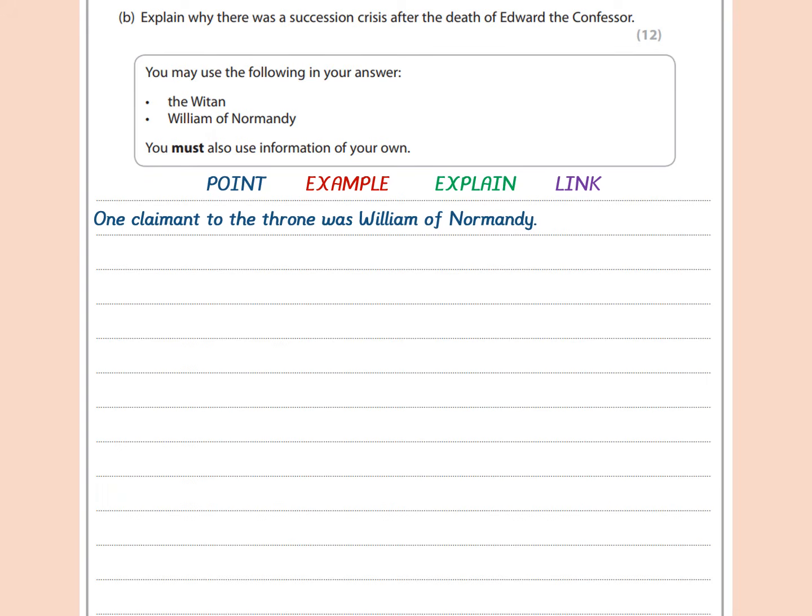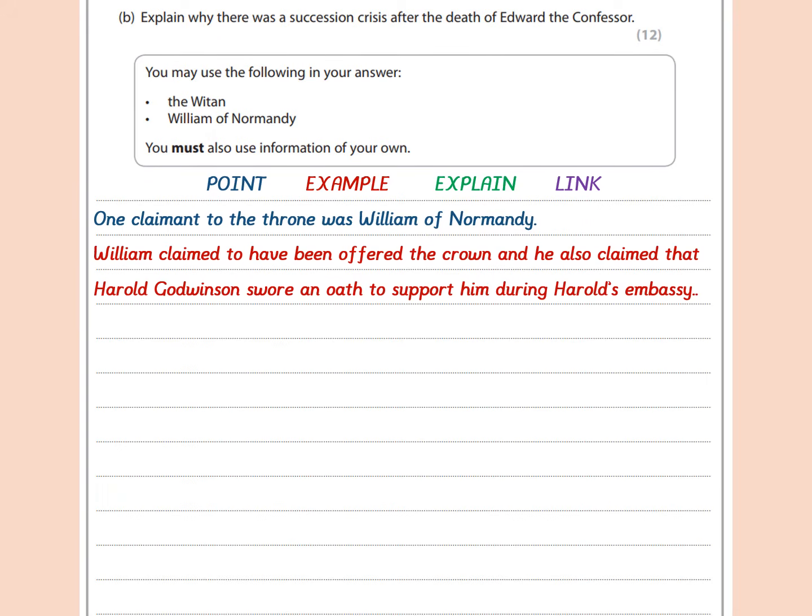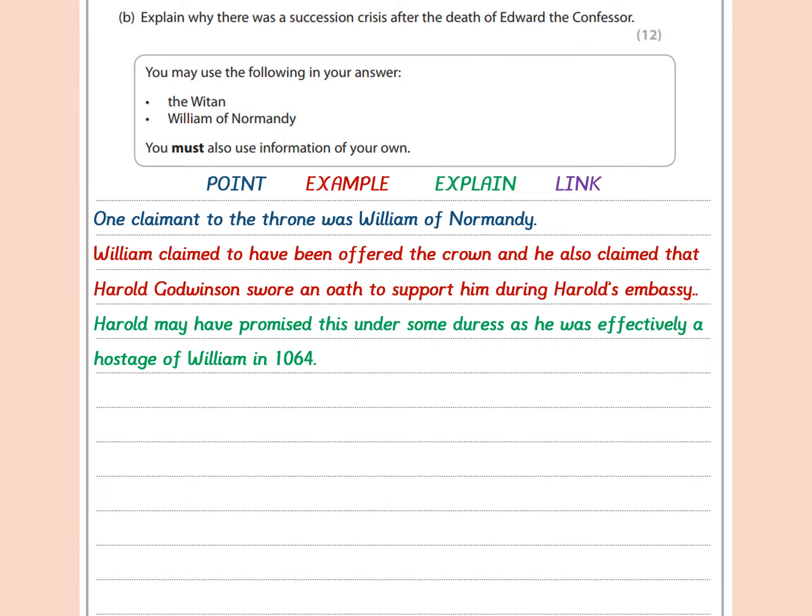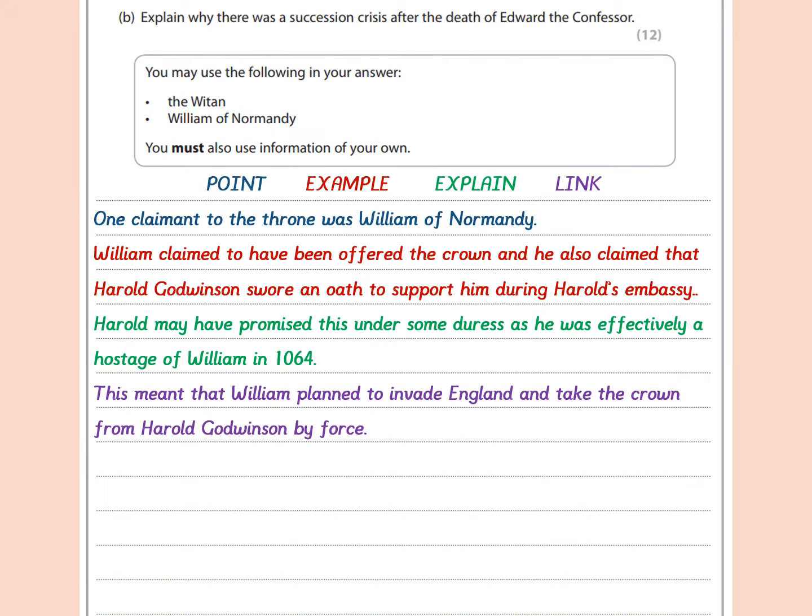One claimant to the throne was William of Normandy. William claimed to have been offered the crown, and he also claimed that Harold Godwinson swore an oath to support him during Harold's embassy. Harold may have promised this under some duress, as he was effectively a hostage of William in 1064. This meant that William planned to invade England and take the crown from Harold Godwinson by force.